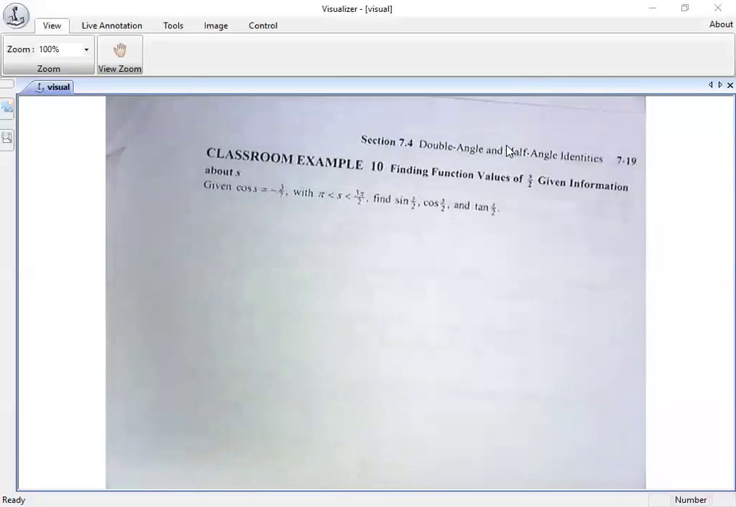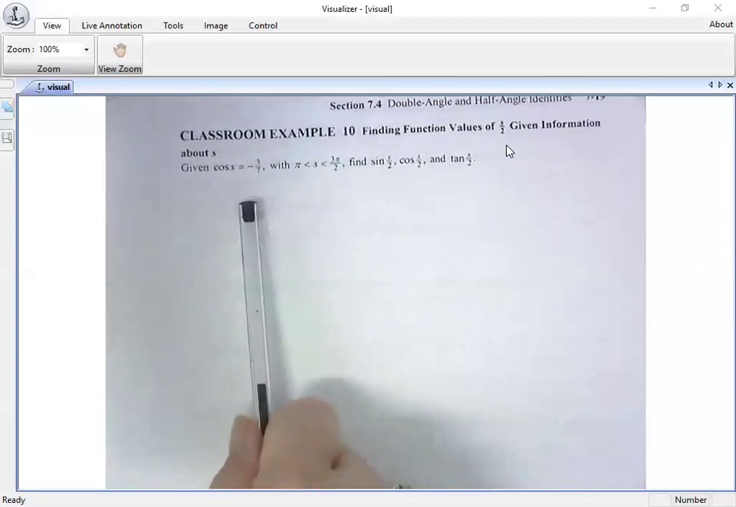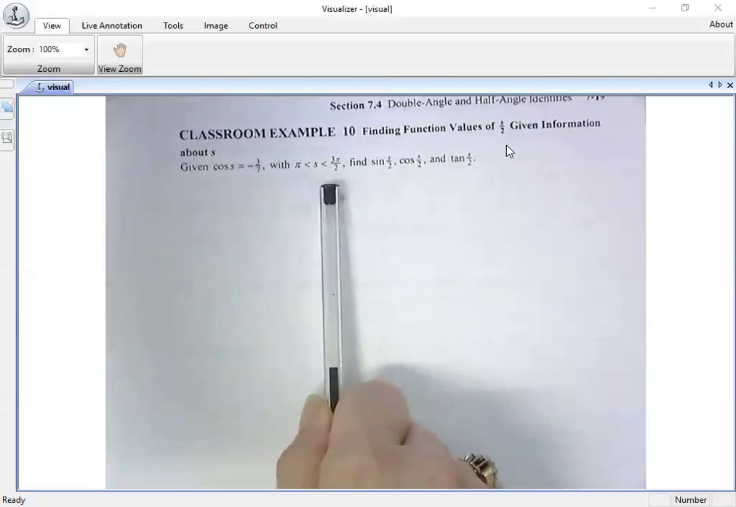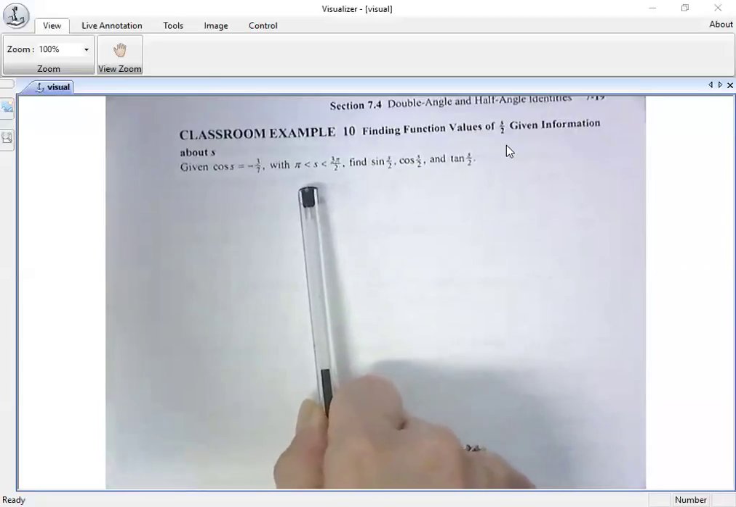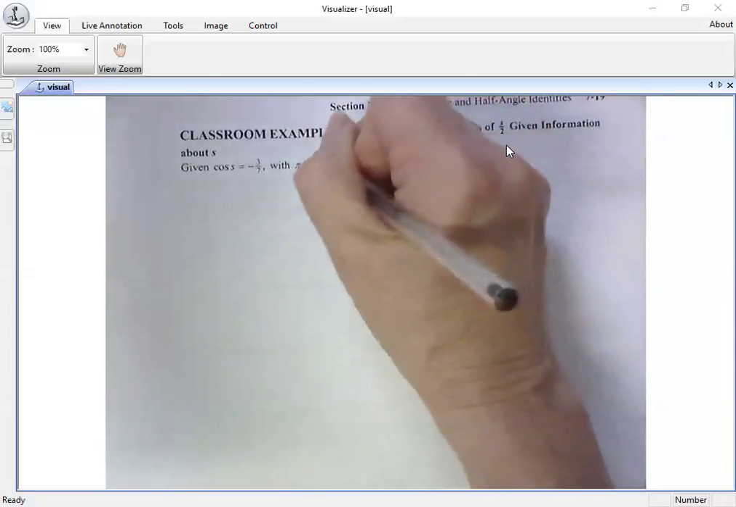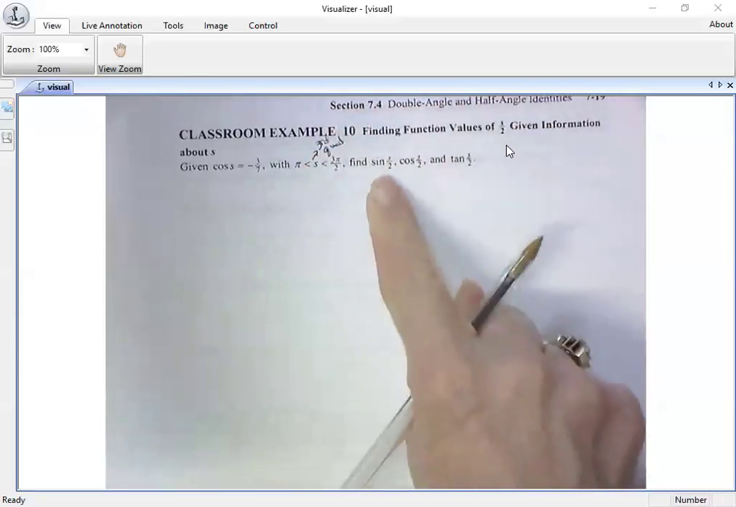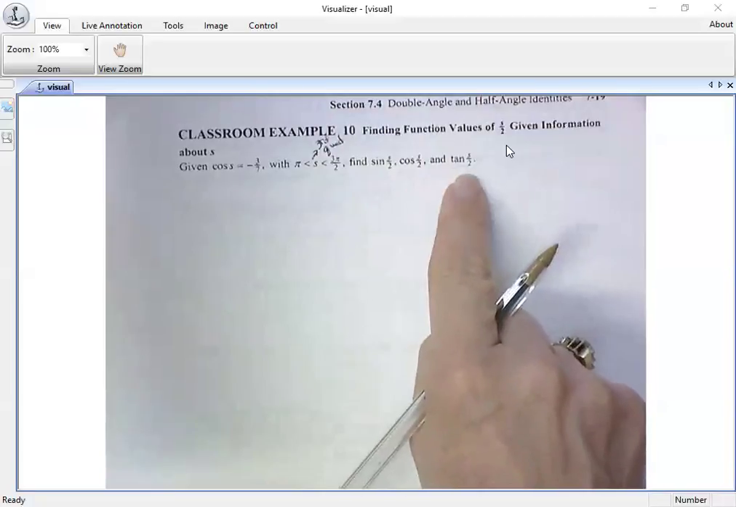Now, what do you think we would do with this? We're given that the cosine of angle S is this ratio. And we know that angle S is between pi and 3 pi over 2. Now, what does that tell me about angle S? Why would I need to know that? Okay, angle S is in the 3rd quadrant. We're supposed to find the sine of S over 2, cosine and tangent of these angles.